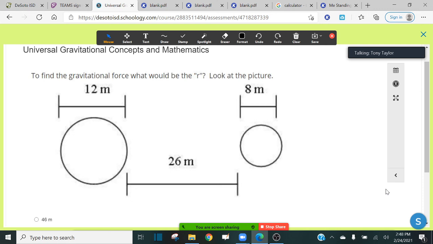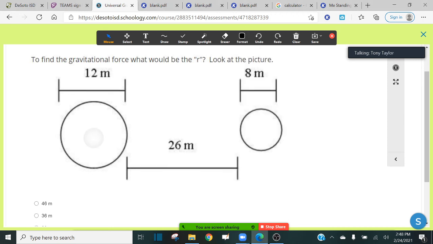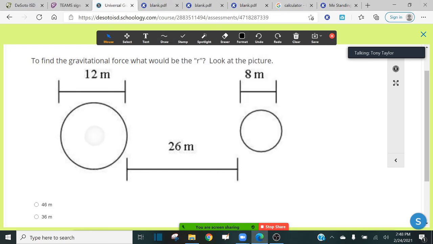On this problem, it says you have two objects, one with a diameter of 12 meters and the other with a diameter of 8 meters, and it asks what will be the value of r. Remember what r is. R is always the distance between the object centers. So you have everything you need to find the distance between that point and that point.